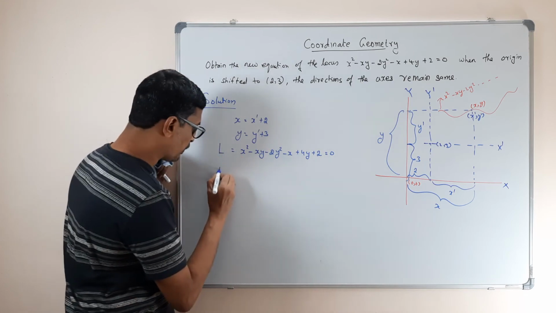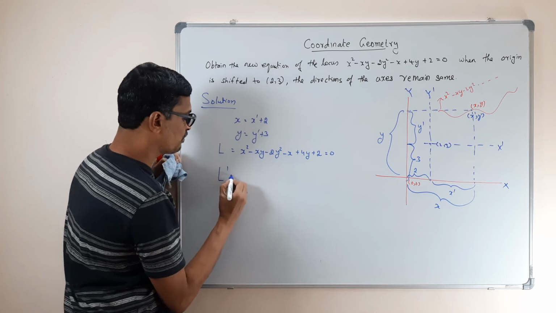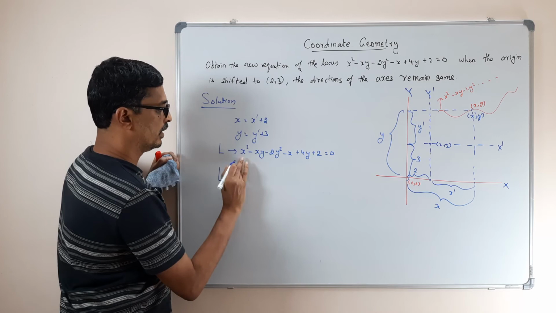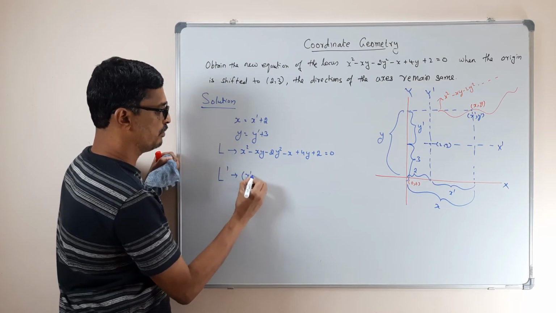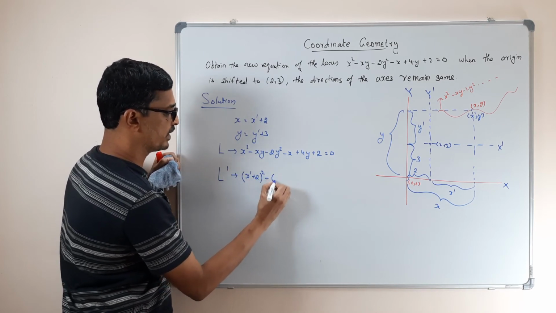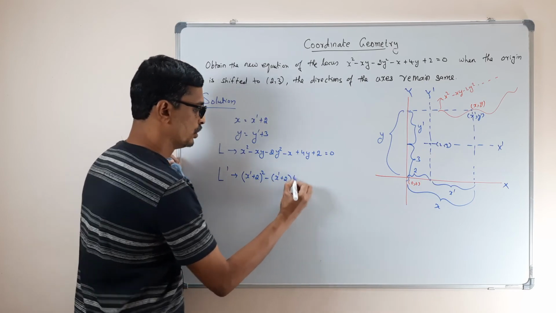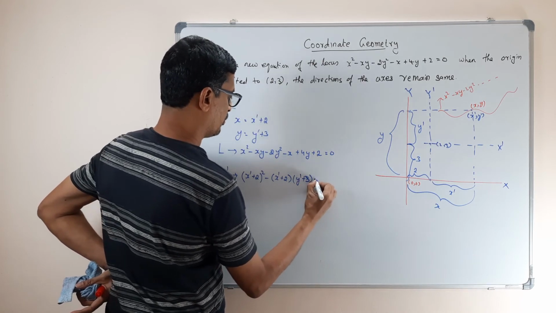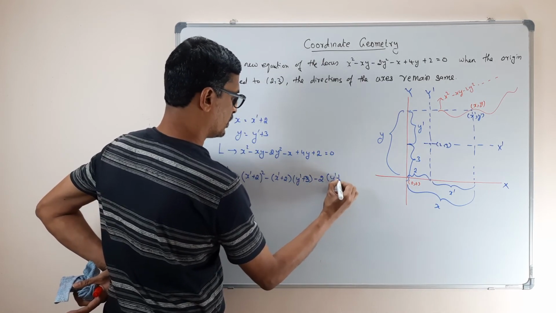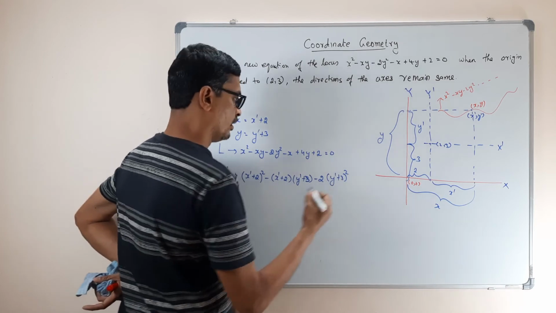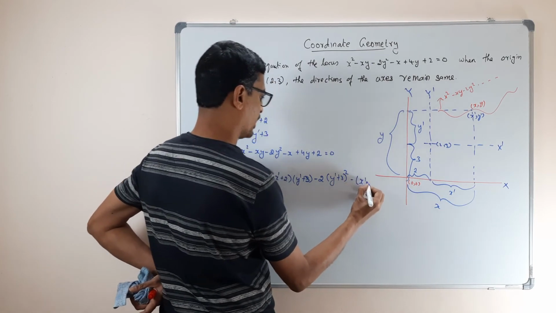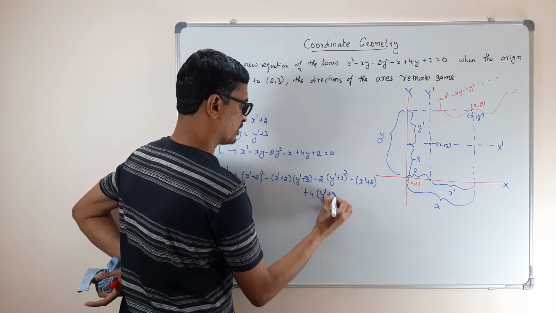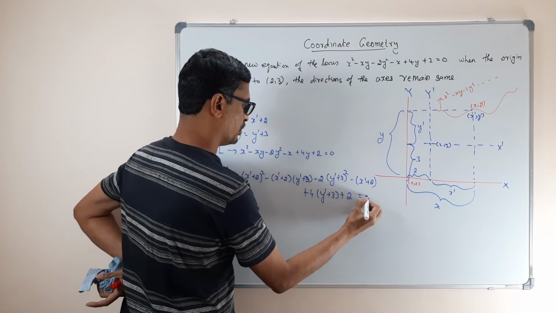Okay. Now we want L prime. Am I right? The new one. So L prime will be what? (x prime plus 2) whole square minus (x prime plus 2)(y prime plus 3) minus 2 times (y prime plus 3) whole square minus (x prime plus 2) plus 4 times (y prime plus 3) plus 2 equal to 0.